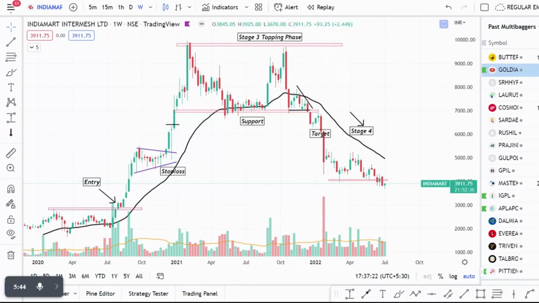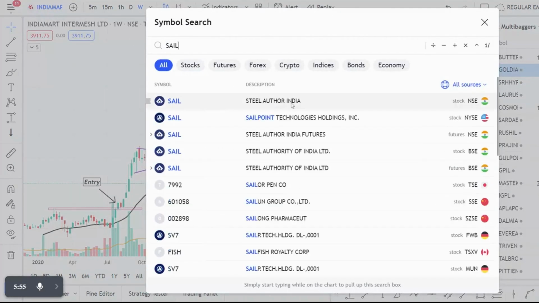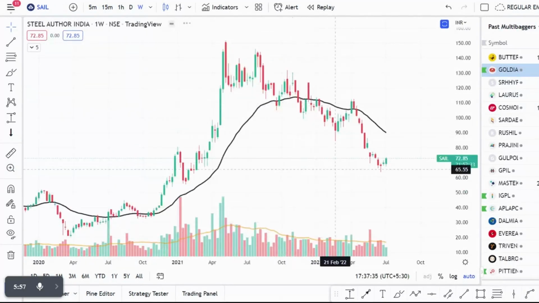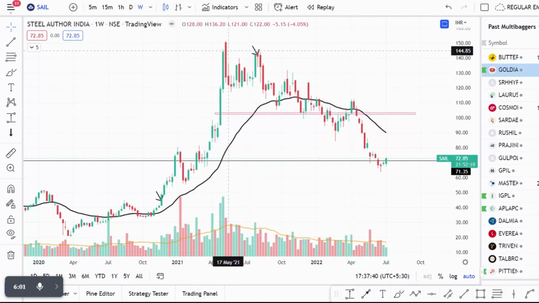One more example is SAIL, right? As you know, most people are stuck in SAIL, and they have been in it for a very long period of time. The stock made a high of 144. As you know, steel stocks are cyclical. You need to exit from these stocks at some point of time. Now, most of the people who have bought at higher prices do not want to exit the stock, right?